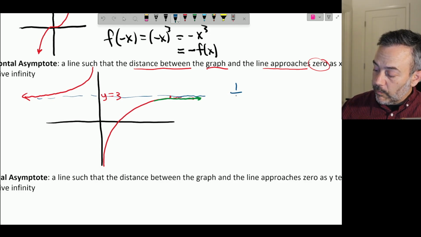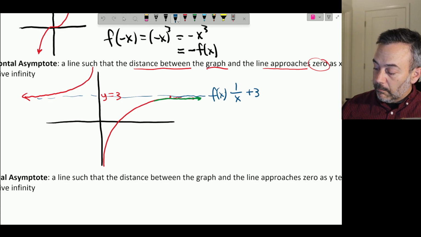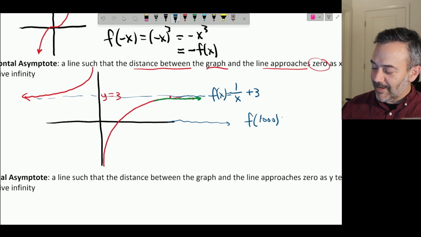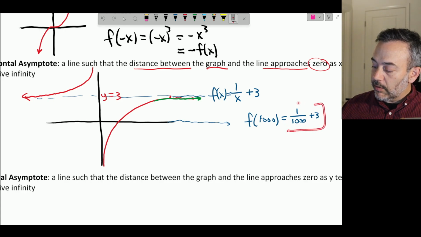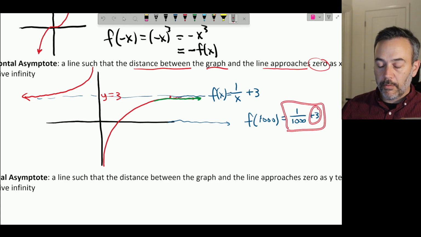An example would be 1 over x plus 3. As I plug in bigger and bigger x, like f of 1,000, I don't want to write a million. f of 1,000 would be 1 over 1,000 plus 3. Can you see that as x gets big, this number is going to get smaller and smaller? So the result of the function will get closer and closer to 3.